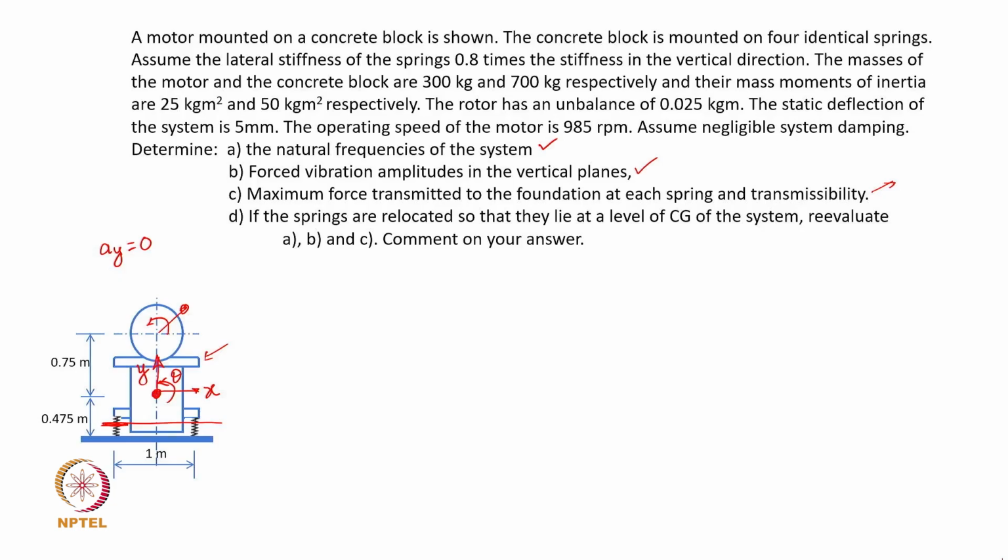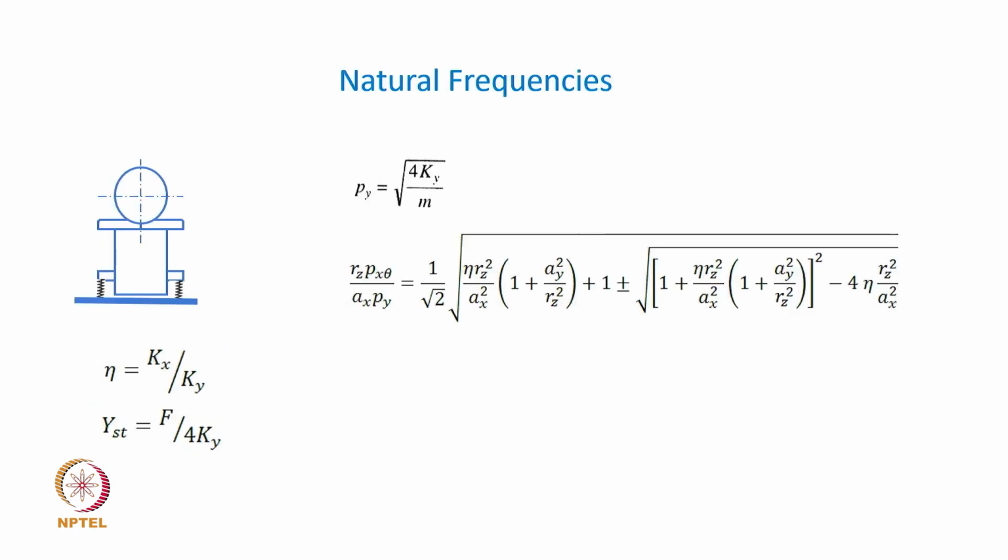So, I will only highlight some of the important aspects of the evaluation process. For example, the first part was to find natural frequencies, and I think we discussed these equations, how they are being arrived at. So, Px theta 1 and 2 can be obtained from this expression, Py can be obtained from this, and Px can be obtained by including the stiffness ratio parameter by the expression which has been already discussed.